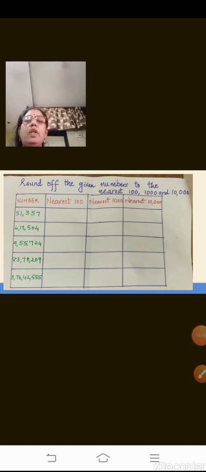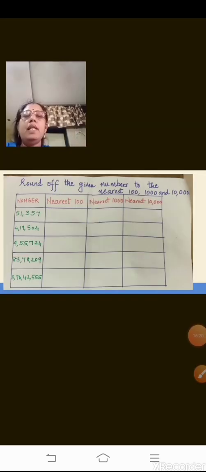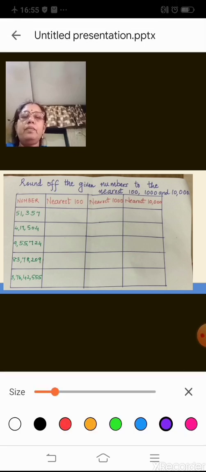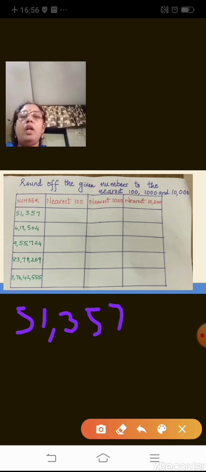First, we will round off all the numbers to the nearest 100. Let us take the first number. It is 51,357. Now you have to round off the number to the nearest 100.